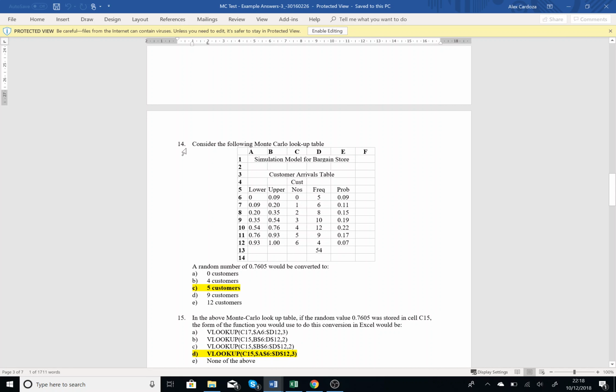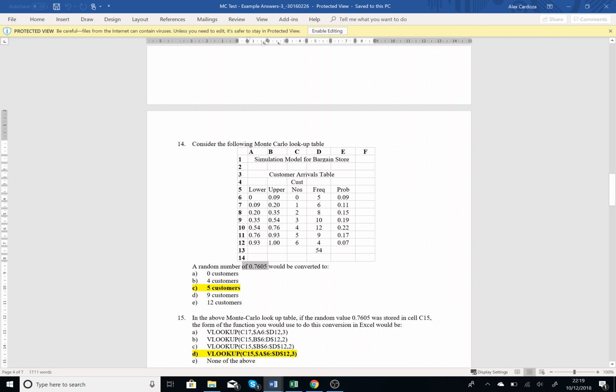Okay, so this one's relatively simple. This is what we did last time. So you can see here, these are all your VLOOKUPs. You're looking in between. So this is saying the lower bound. Anything between 0.2 and 0.35 probability is 2 customers. Everything between 0.35 and 0.54 is 3, and so on and so forth.